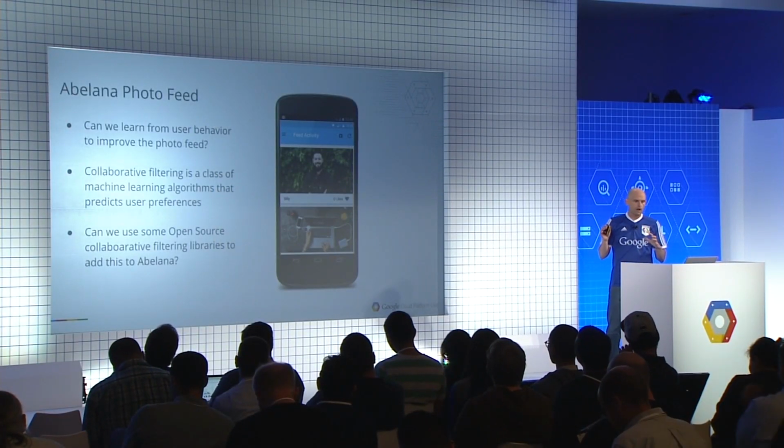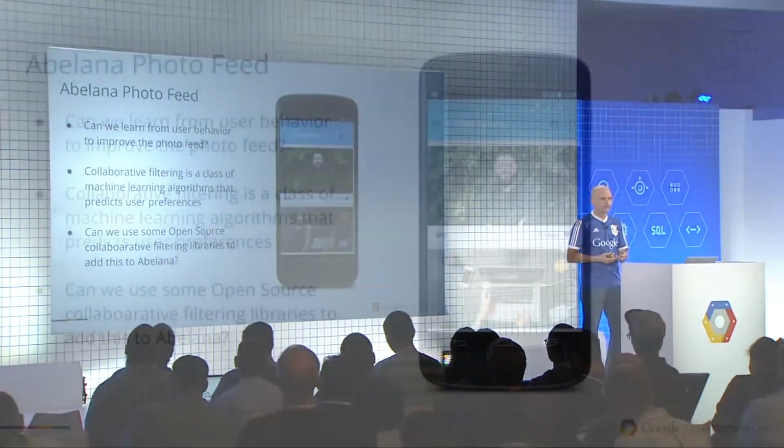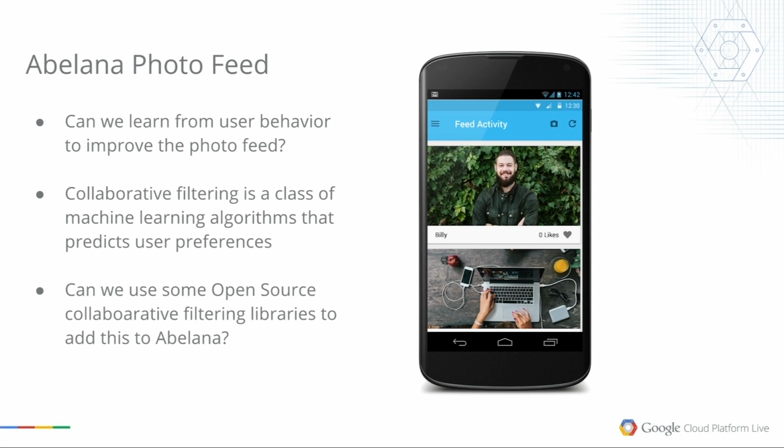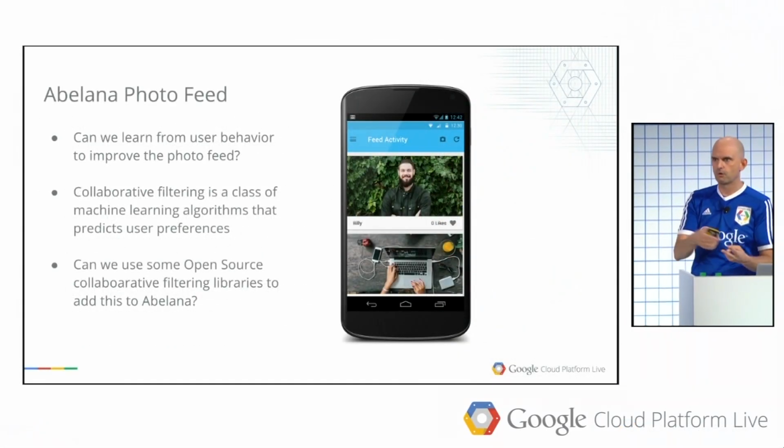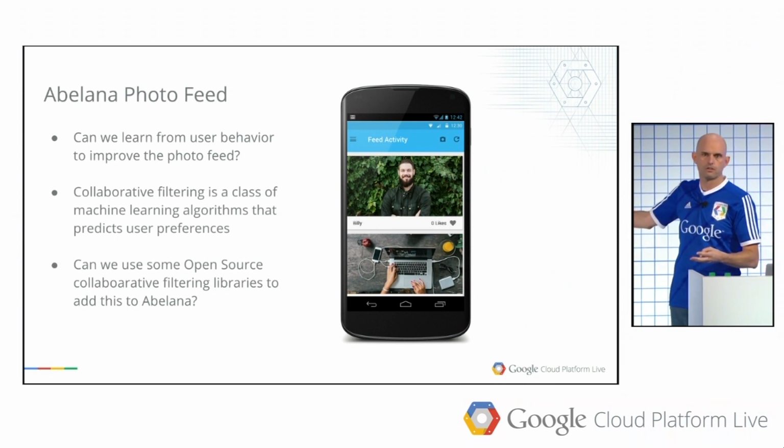So Avilana has this thing called a photo feed. In fact, earlier today in the second session, Frances talked about how today Avilana assembles this photo feed in a fairly straightforward way. It's like, well, you follow these people, they upload photos, therefore it shows up in your photo feed, right? And it's just strictly chronological.